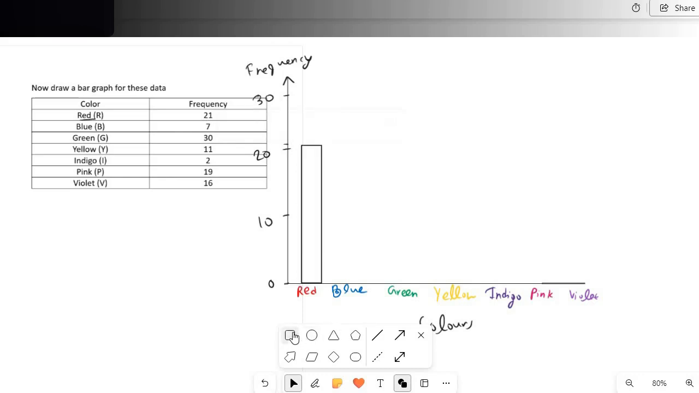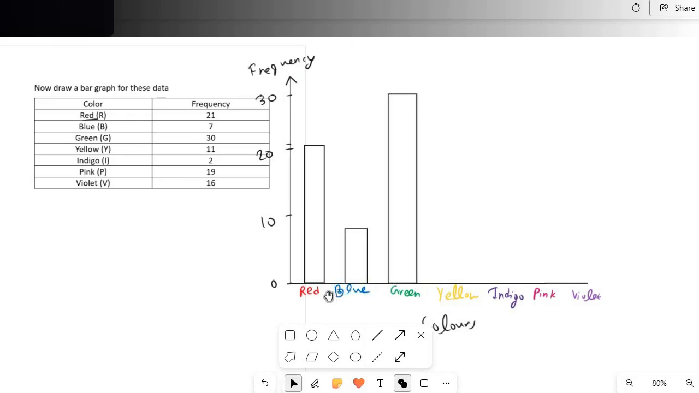Similarly, for blue, it has a frequency of 7, which is around here. So we can plot a rectangle from here, and this should be the bar for blue. Similarly, repeating for the other ones. Next we have green, and the green one has a frequency of 30, which is roughly here. So this should be the bar for green. And notice that the distance between the bars of red and blue is the same as the distance between blue and green. Then similarly for yellow, we have a frequency of 11.